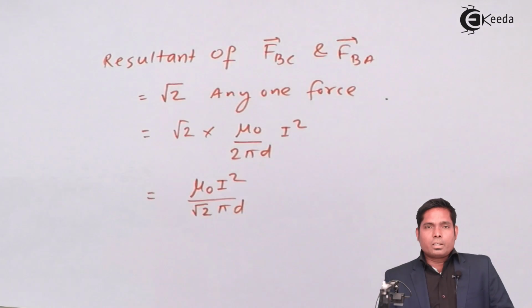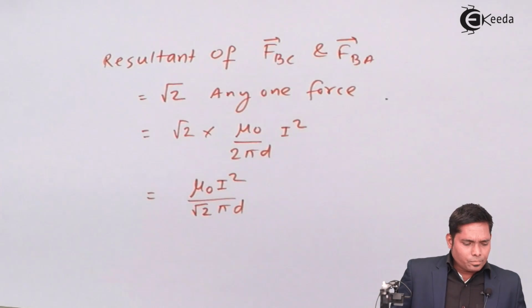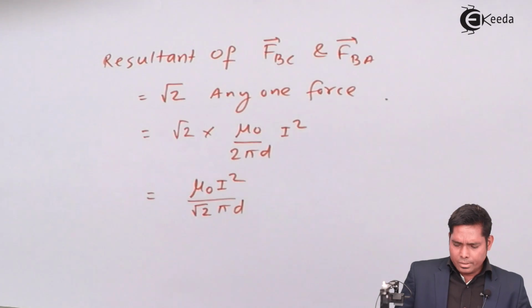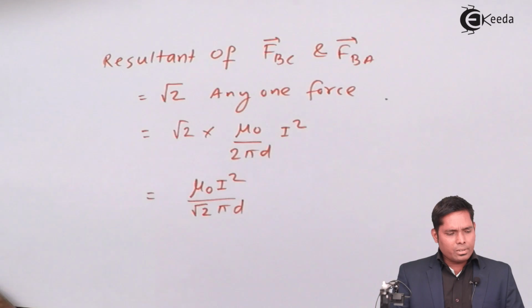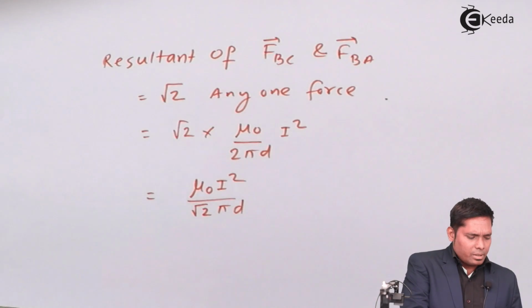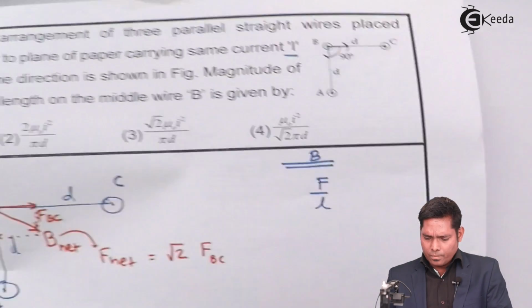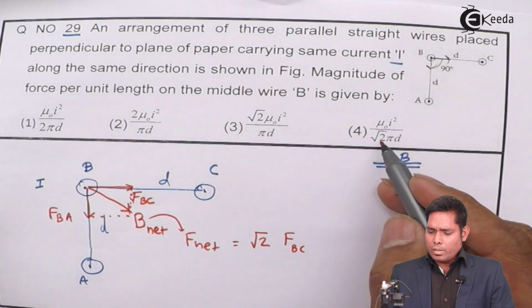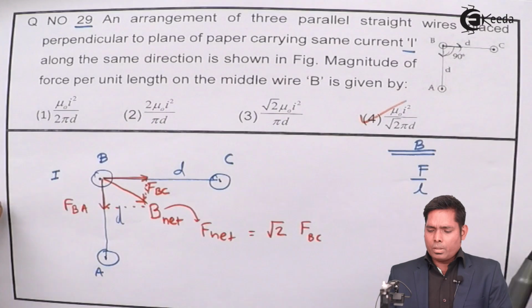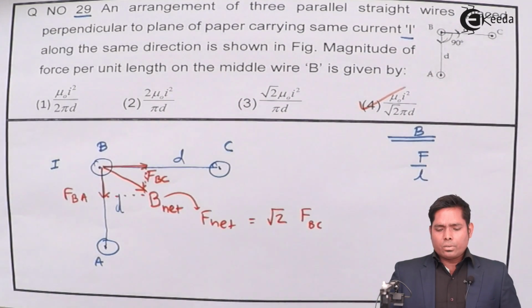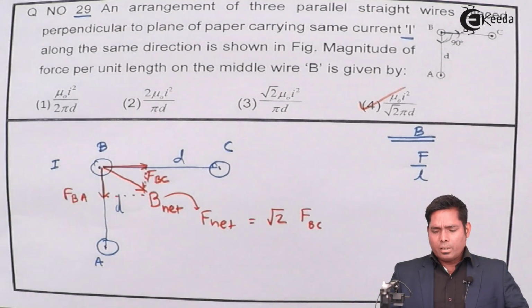So this is the resultant force I am getting, and in fact that is the answer, because we don't want anything else. You can see that this is the answer: mu 0 I square upon root 2 pi d. So option number 4 is the right answer to this question. Okay, thank you.